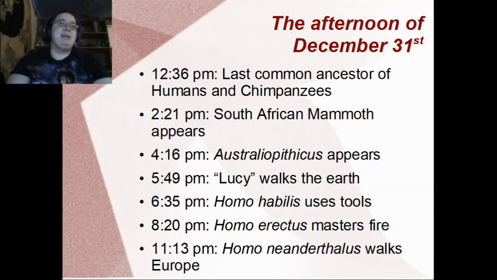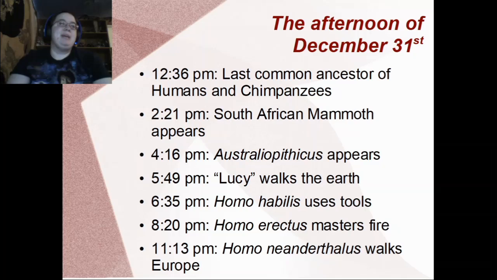At 4:16 p.m., Australopithecus appears. Australopithecus is one of our earliest ancestors and was the first primate to walk fully upright long term. Not like gorillas and chimpanzees can do. They can walk upright for a short period of time, but they don't walk purposefully or long distance on two legs. It's only Australopithecus and the relations that it has.